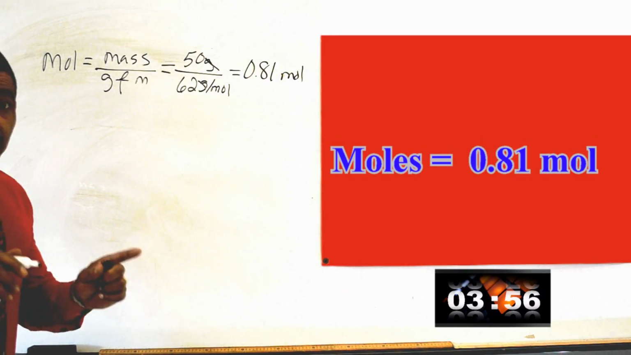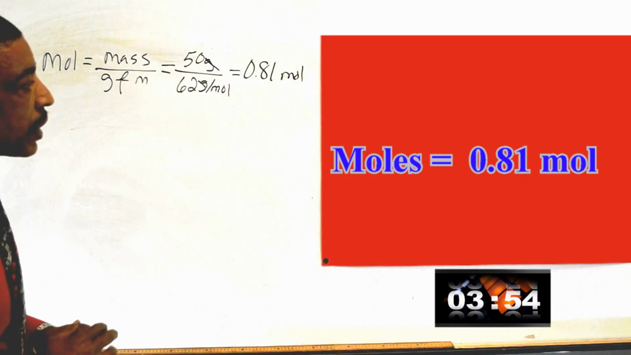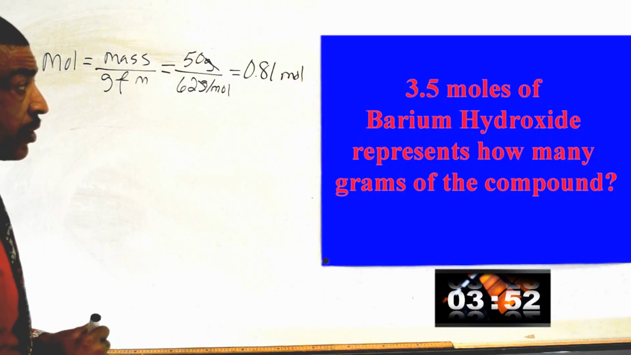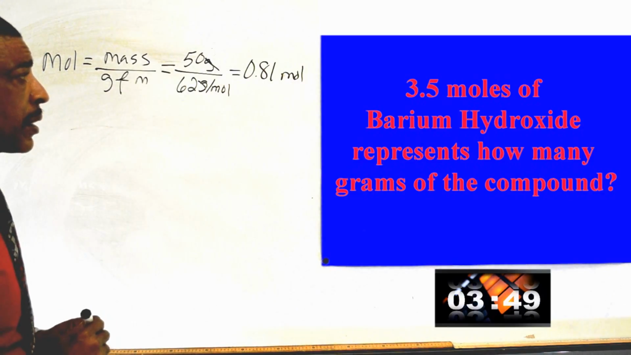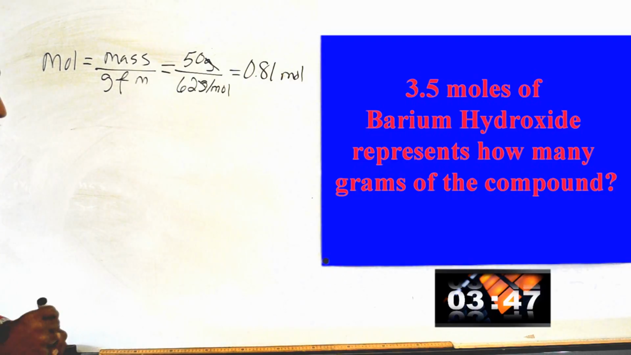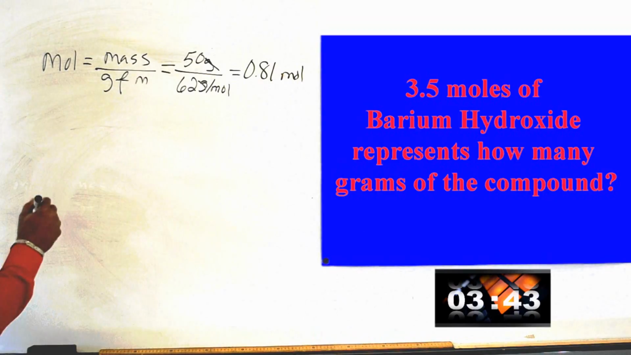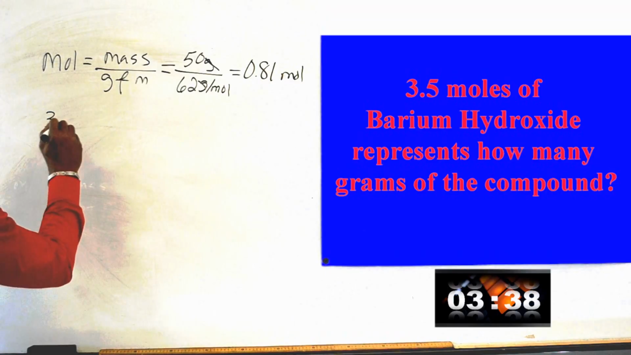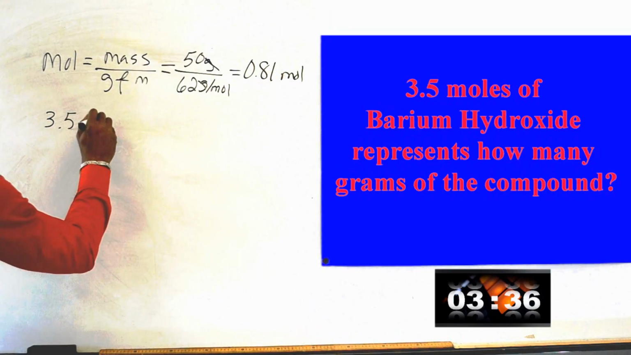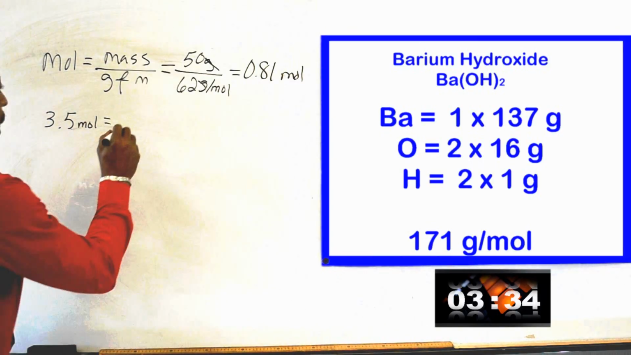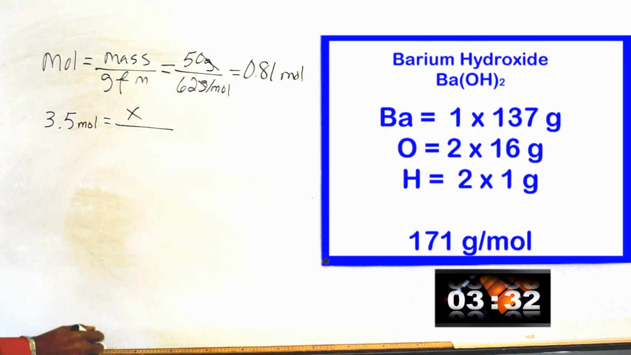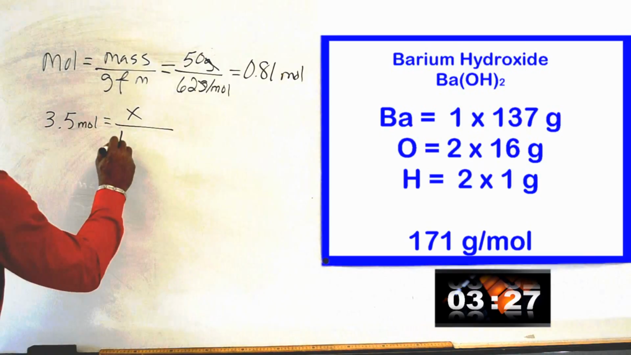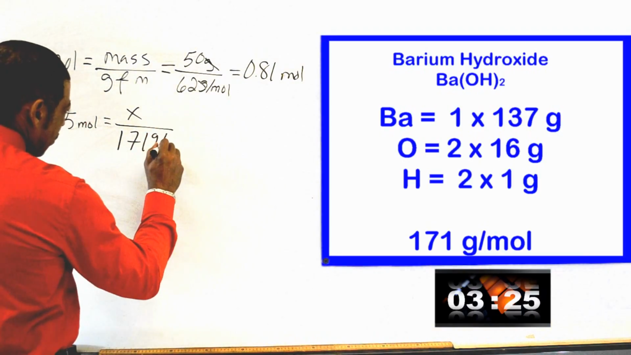Okay, let's do another practice exercise. Suppose we're given 3.5 moles of barium hydroxide and asked to determine the mass in 3.5 moles. Okay, well, we still have the formula here. So we're given moles, so we write 3.5 mole is equal to X over, now the formula mass of barium hydroxide will be 171 grams per mole.